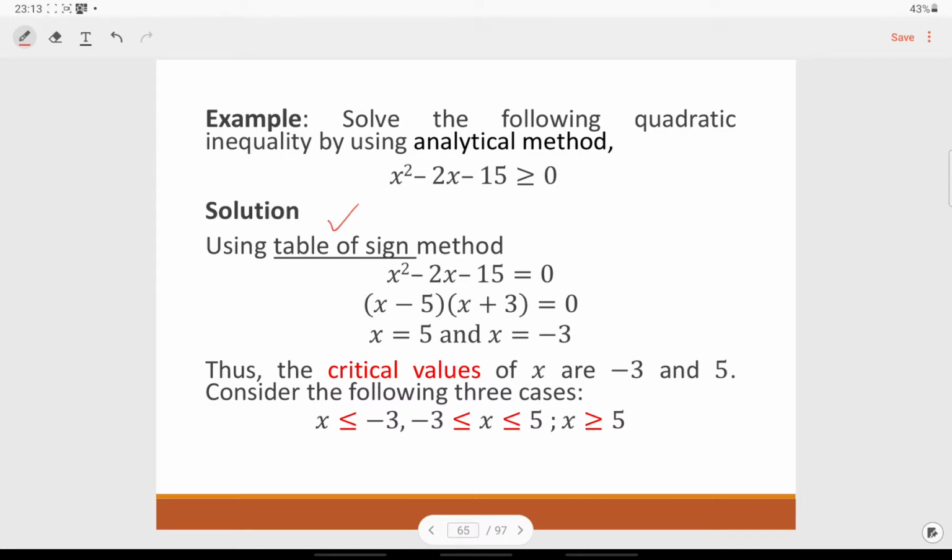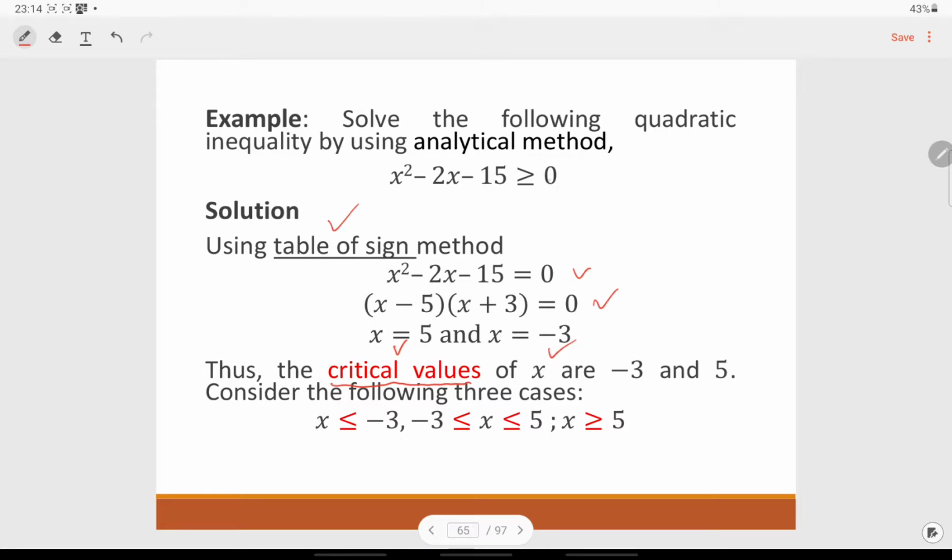But this time we need to assign this expression equal to 0. Why? Because we want to find critical values. Okay, so we let it equal to 0. So we solve for x. We have x equal to 5 and x equal to negative 3 as the critical values. After we get the critical values, we form the following cases.